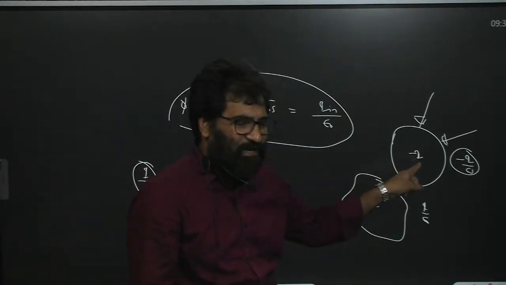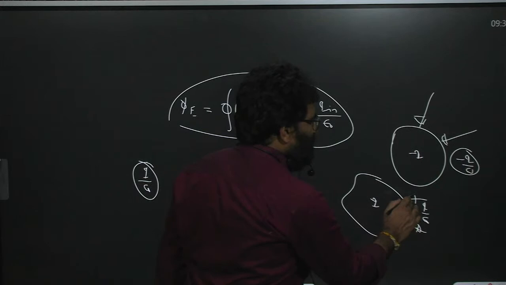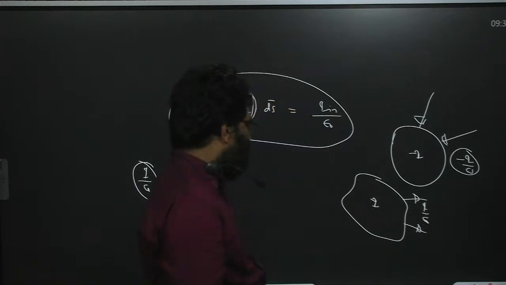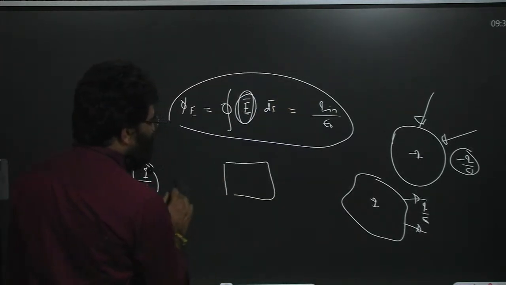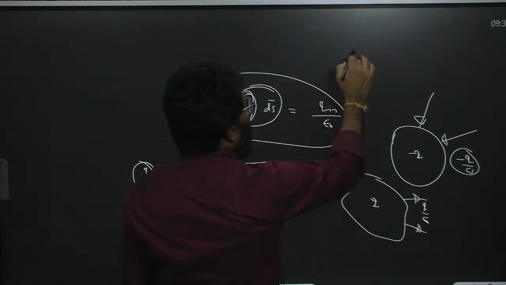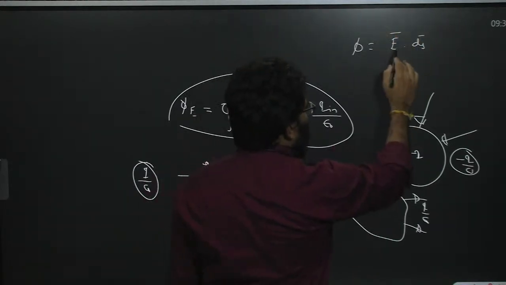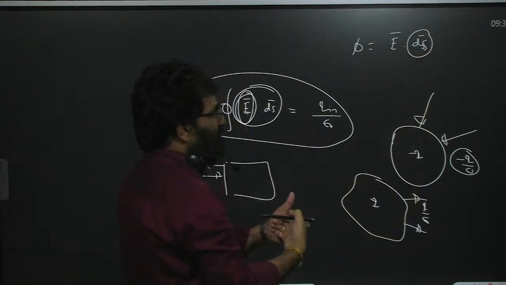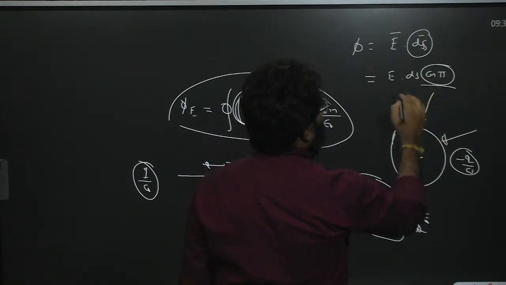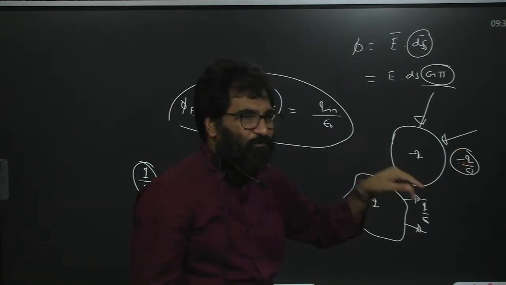Flux means the number of field lines. For a positive charge the lines go away, for a negative charge they come towards it. So what does negative flux mean? Suppose field lines are entering, so the area vector is in the opposite direction. Flux through an open surface is E dot ds. The electric field and area vector are in opposite directions, so it is E ds cos 180, E ds cos pi. Cos pi is minus 1.